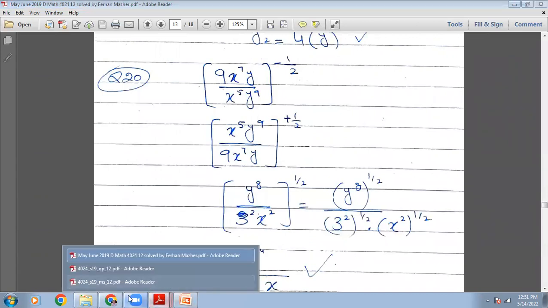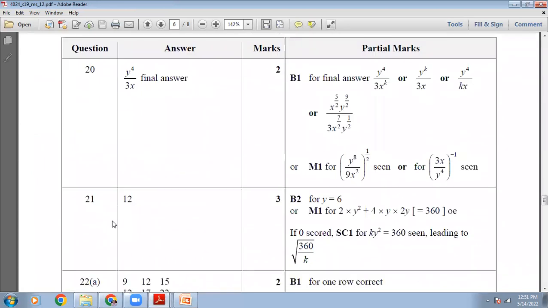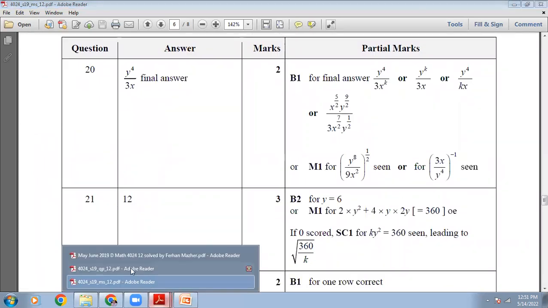So let me show you the marking scheme. In the marking scheme, it says y is multiplied by 4. Okay, so our answer is right. Okay, so we are going to the next question.